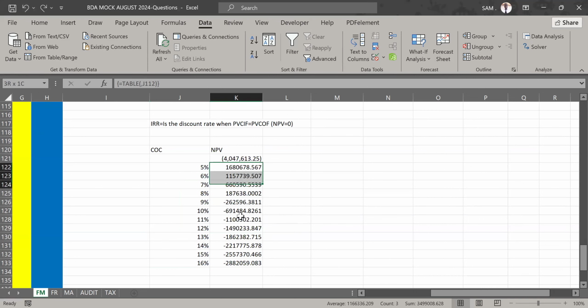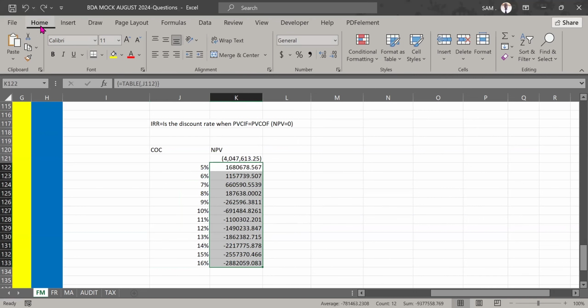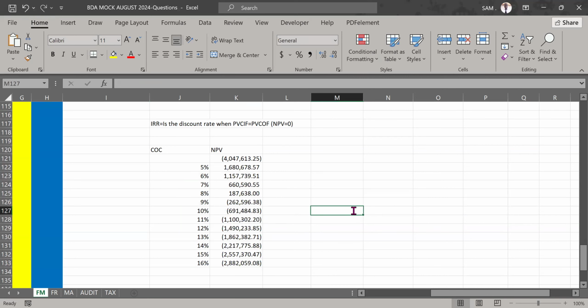So I just do some formatting. It is good that we all remember, because that is the most important thing. We remember what we were doing. Good. Now, there you go. We have the range of cost of capitals and we have their corresponding NPVs.